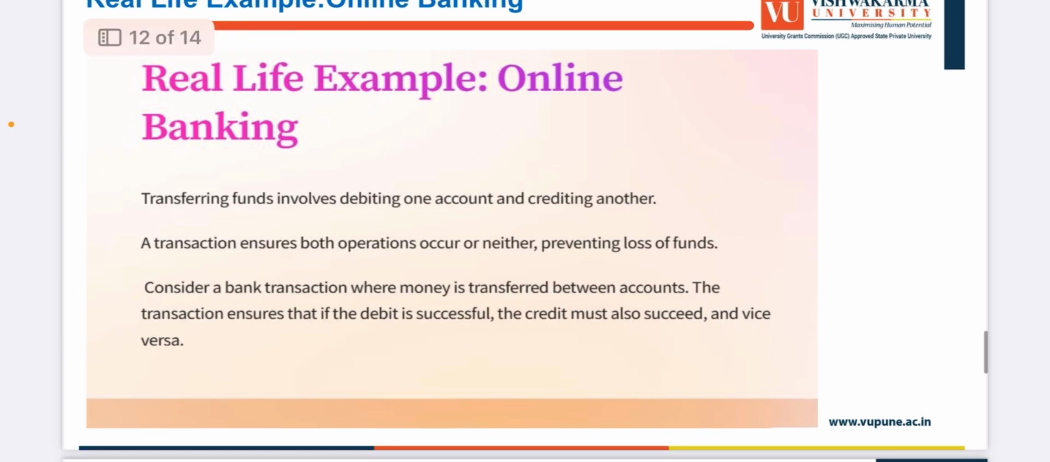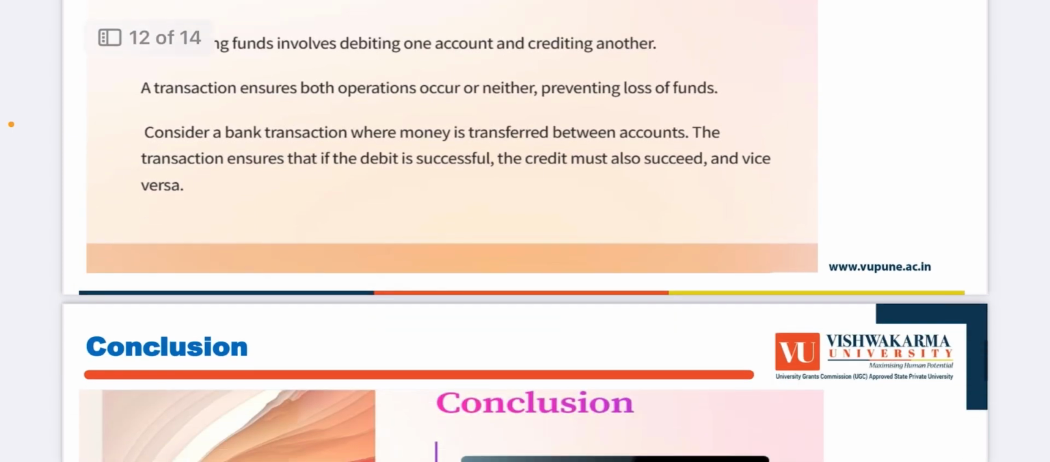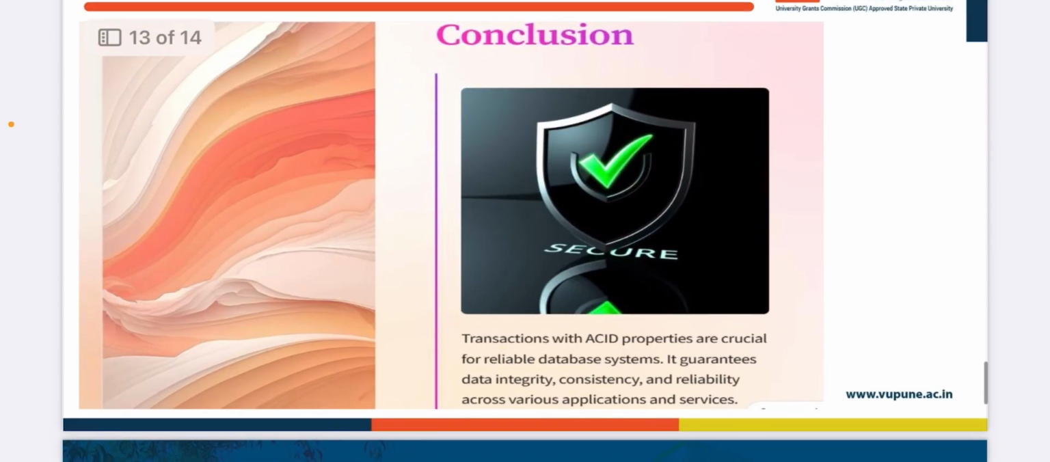So, let's conclude this topic. Transactions with ACID properties are crucial for reliable database systems. They guarantee data integrity, consistency, and reliability across various application services. Transactions are important for databases.